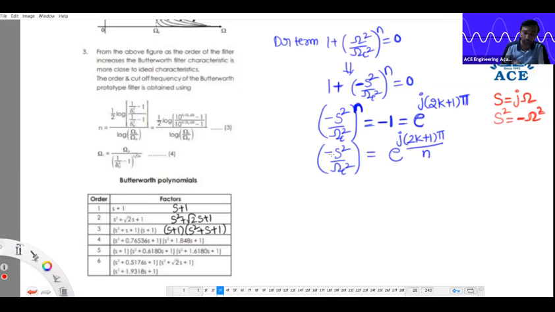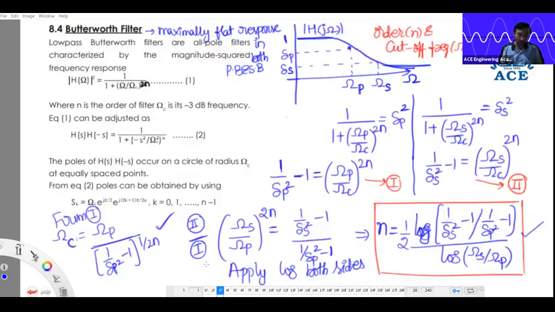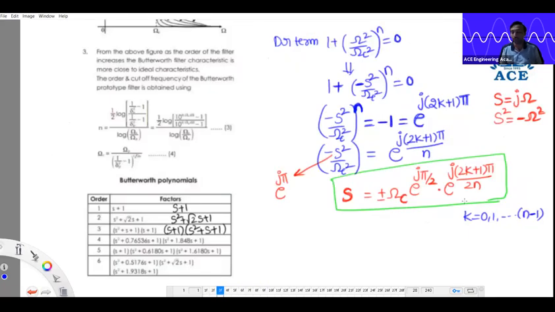Still we have an extra negative sign. Minus 1 I can write as e^(jπ), from which the answer for s is plus or minus ωc e^(jπ/2) e^(j(2k+1)π/2n). Because of this expression we got the denominator. Here k varies from 0, 1, up to n minus 1. Just for clarity I am giving the explanation. By equating the denominator term to 0, we are in a position to get this answer.